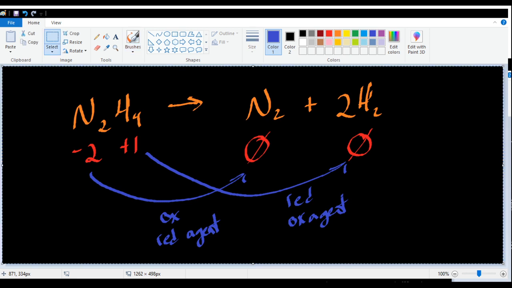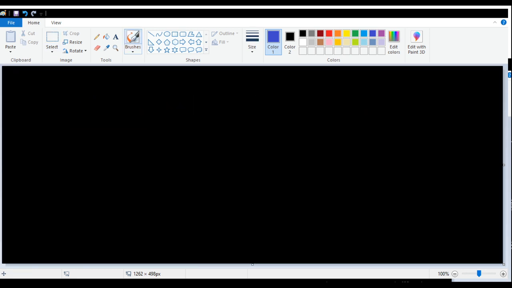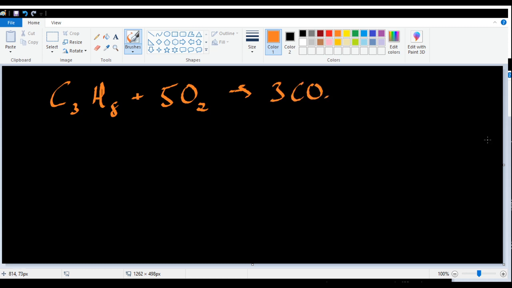Okay, continuing. Last of the examples I have prepared here, we have propane. C3H8 plus 5 oxygen makes 3 CO2 and 4 H2O.